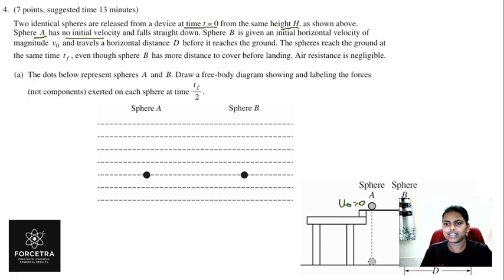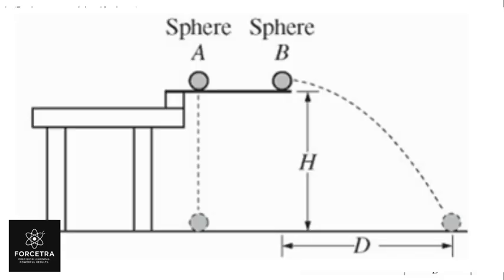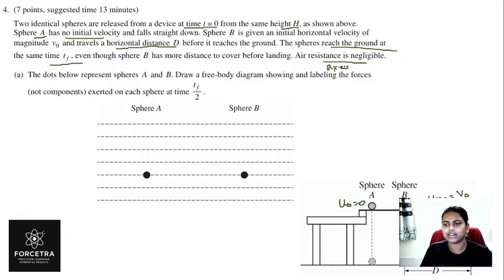Whereas sphere B is given an initial horizontal velocity, ux naught is equal to v naught, and travels the horizontal distance d before reaching the ground. The sphere reaches the ground at tf at the same time. So both spheres reach the ground in the same time tf, even though sphere B has more distance to cover before landing. Air resistance is negligible, meaning acceleration in the x direction is 0. The dots represent sphere A and sphere B.